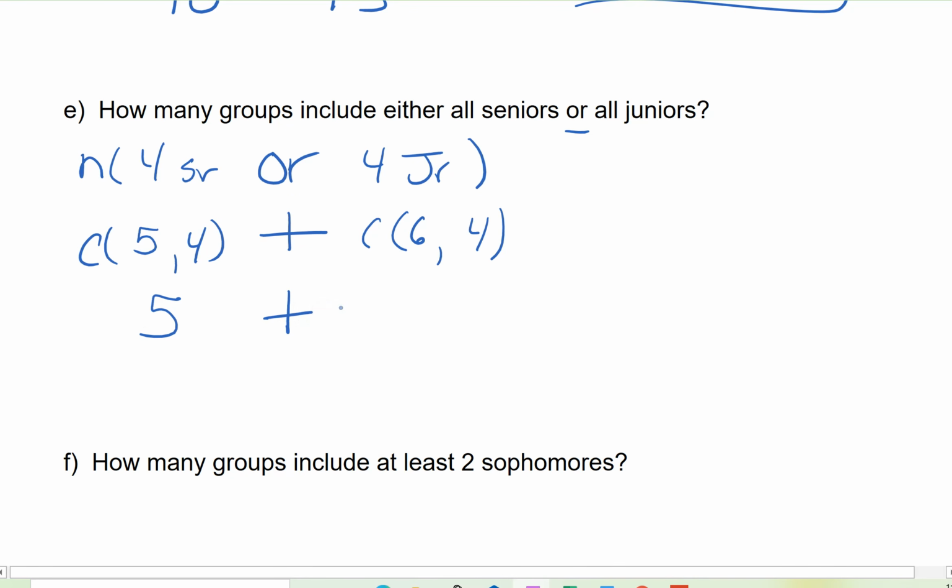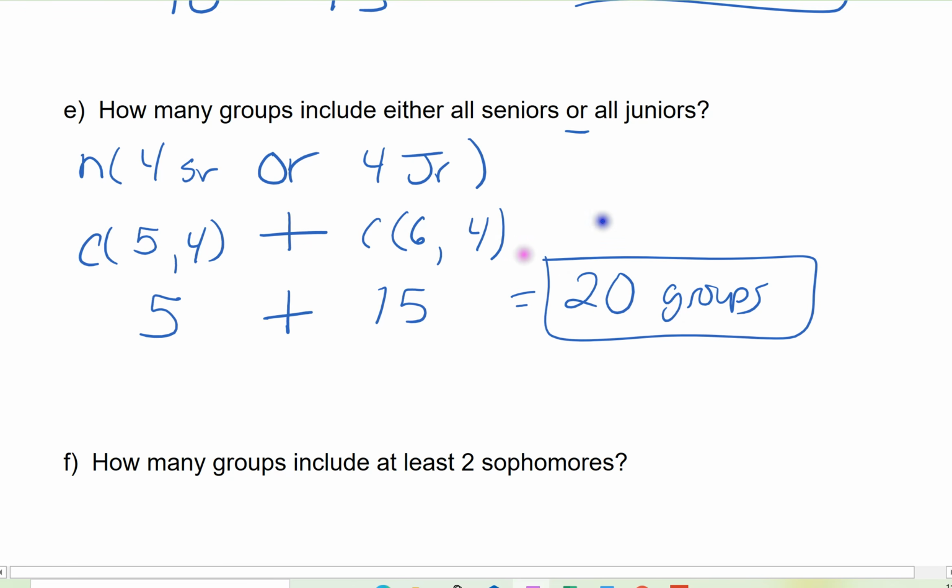I add to that all the outcomes where I've got all juniors, so again, combination 6 choose 4. If you do combination 6 choose 4, that comes out to 15, and so that means there are 15 groups that contain all juniors. So 5 groups with all seniors, 15 groups with all juniors, so there are 20 groups total that are either all senior or all junior.